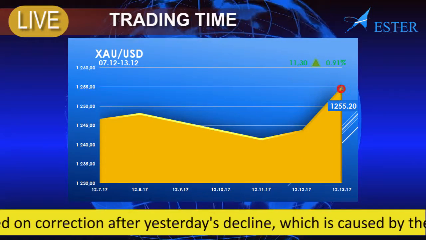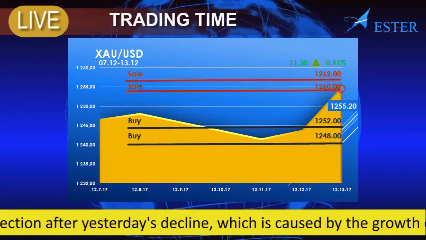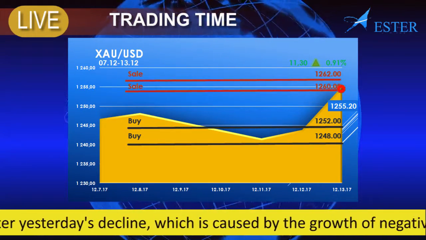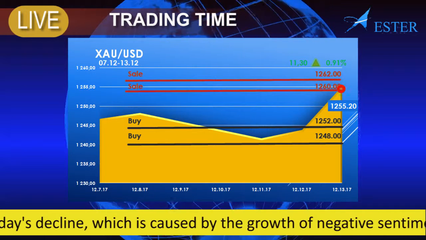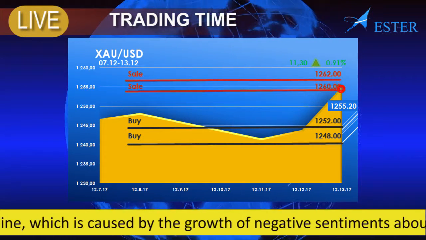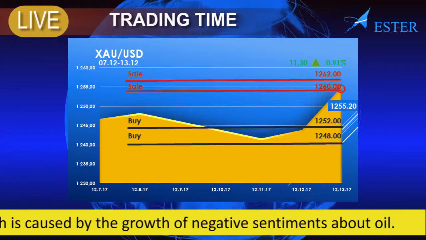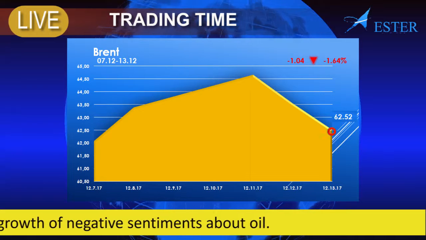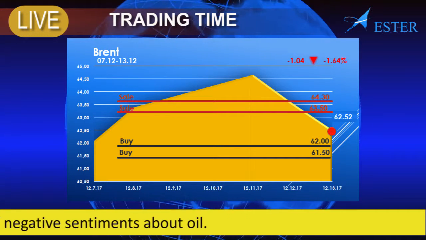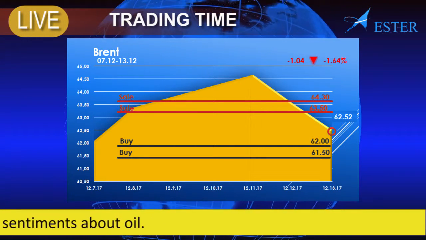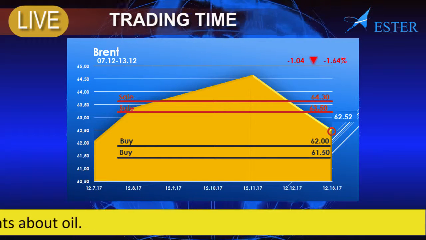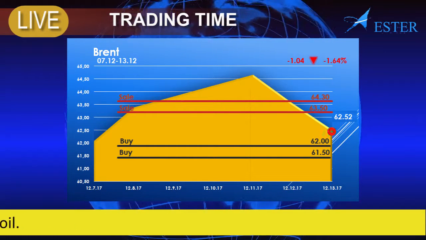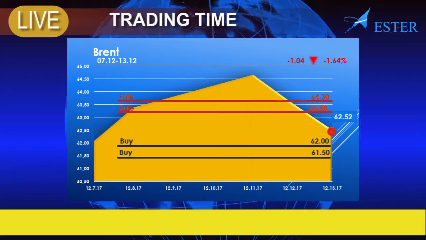112.00. Gold US dollar. Sale entries start from 1260.00, 1262.00. Buy entries start from 1252.00, 1248.00. Brent oil. Sale entries start from 63.50, 64.30. Buy entries start from 62.00, 61.50.